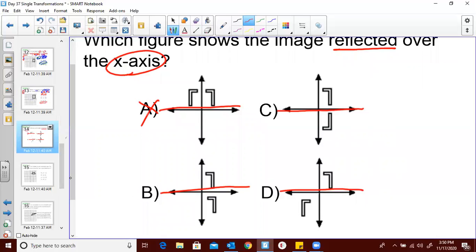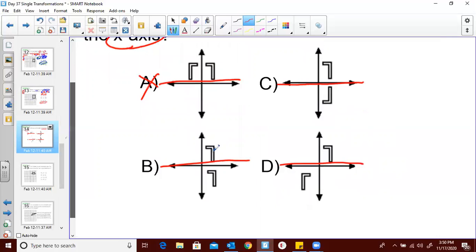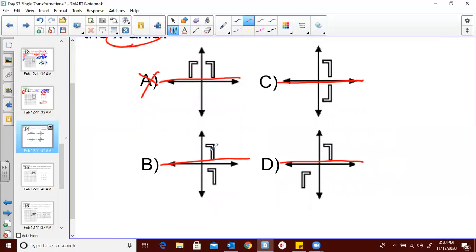If you look at B, you're getting a little bit closer, but notice this isn't an exact reflection. Remember, when you look in a mirror, you don't look at the back of your head. You look at your face, right? So it's kind of like they're going to be opposite. So if this was your eyeballs, you would be looking at the back of your head. So it cannot be B.